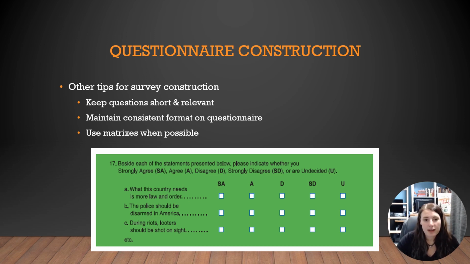If possible, combine questions together. For example, a matrix is a series of closed-ended questions that share the same response categories. The one pictured on this page shows 3 statements, each with 4 options that range from strongly agree to strongly disagree, and they include an undecided option on the right. This type of formatting saves space on the questionnaire and it makes it easier to answer quickly.